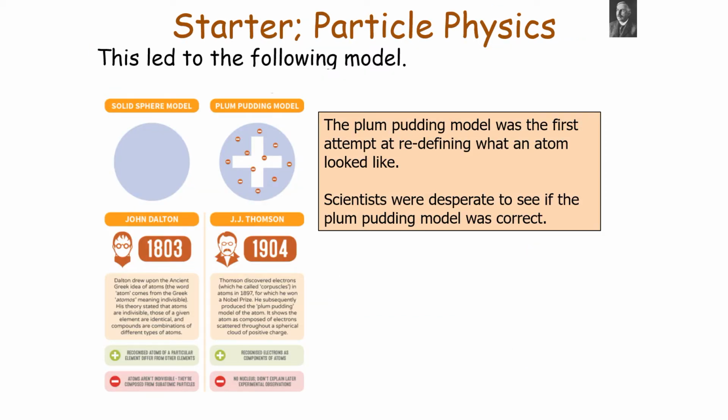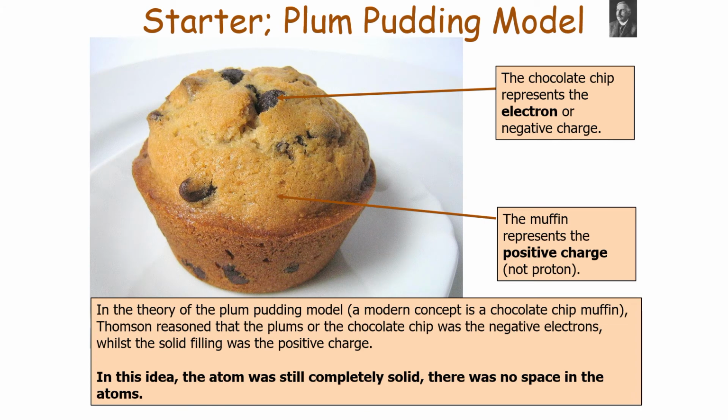So the Plum pudding model was the first attempt at redefining what an atom looked like, and scientists were desperate to see if the plum pudding model was correct. So it's a bit like a chocolate chip cookie. So in the theory of the plum pudding model or the chocolate chip muffin, Thomson reasoned that the plums or the chocolate chips were the negative electrons and the solid filling was the positive charge. Now in this idea, the plum pudding, the muffin and the atom are all completely solid. There's no space inside the atoms.